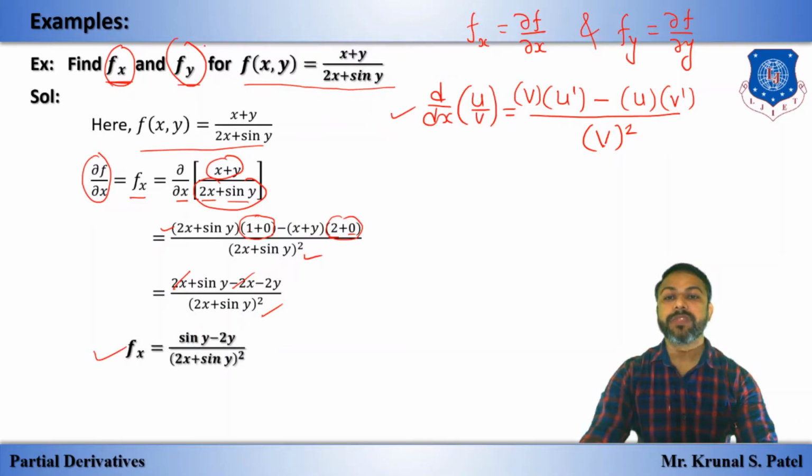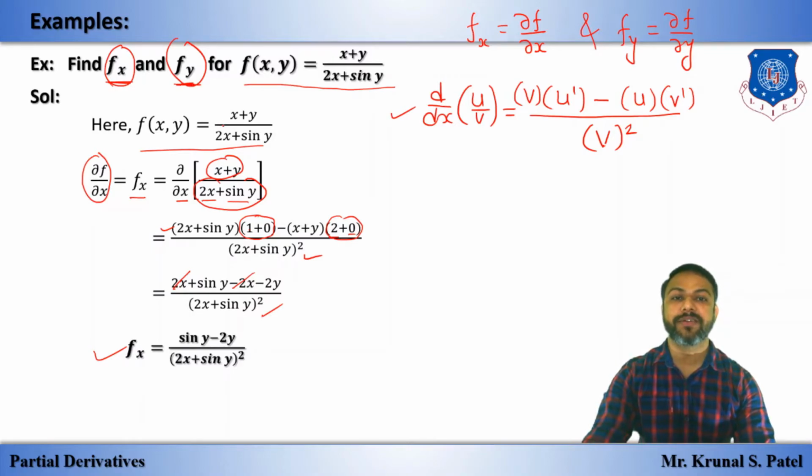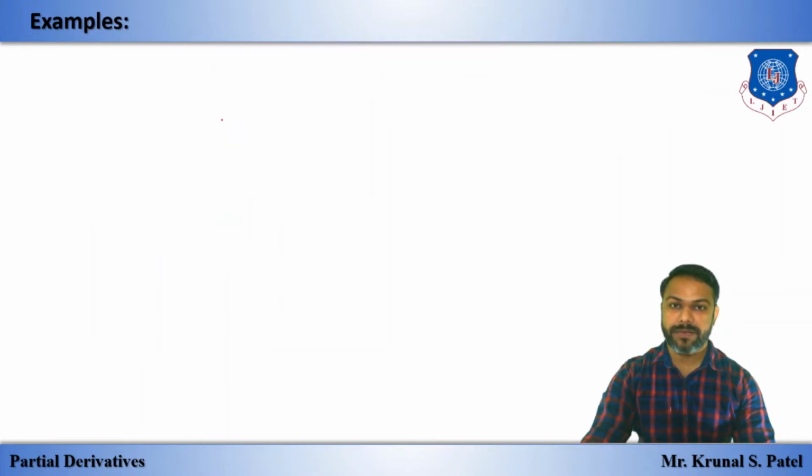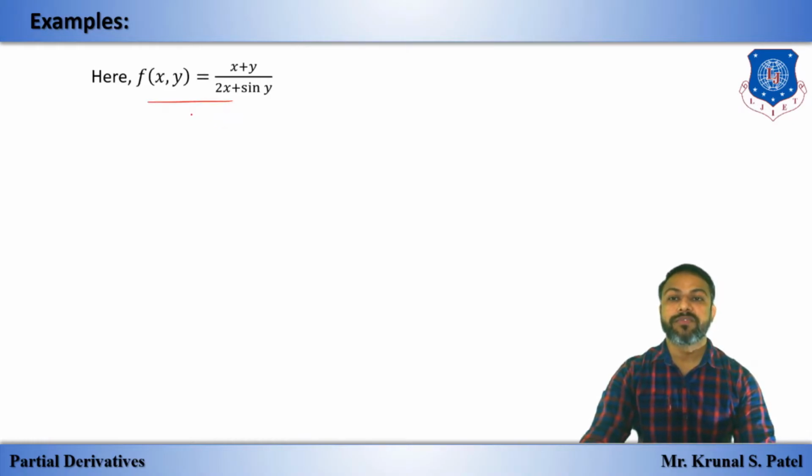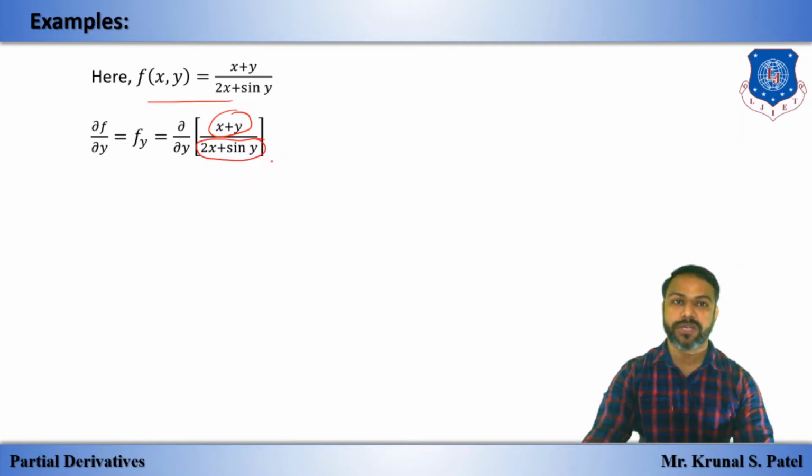In the same way we will find fy, that means differentiation of f partially with respect to y. Let's have a look at fy. So first we will write down the given function. Now we want to differentiate with respect to y partially, so apply del by del y on both sides. We have applied. Now y appears in the numerator as well as in the denominator.